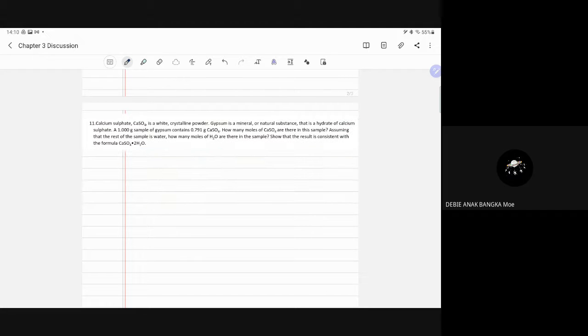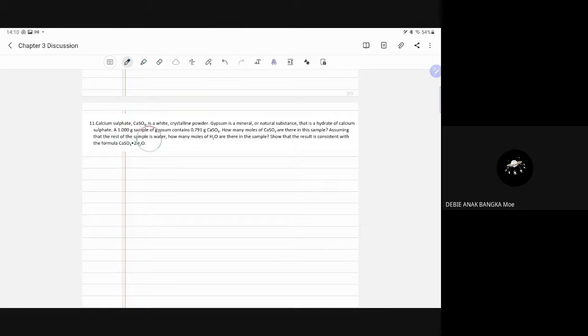Okay, so soalan nombor 11. Again, try this 3.1 juga. Calcium sulfate, CaSO4, is a white crystalline powder. Gypsum is a mineral or natural substance that is a hydrate of calcium sulfate. A 1.0 gram sample of gypsum contains 0.791 grams of calcium sulfate. How many moles of calcium sulfate are there in this sample?